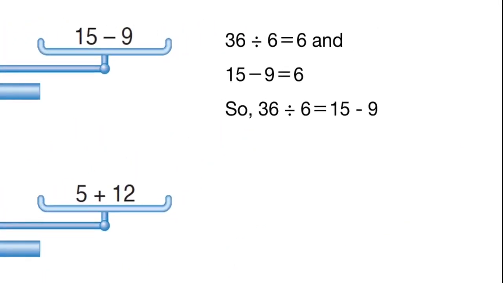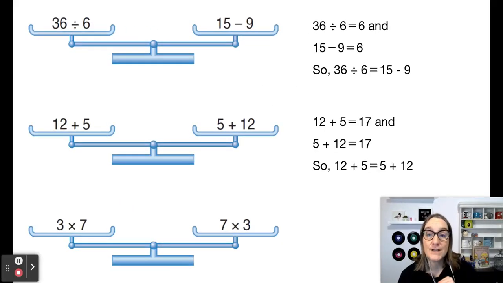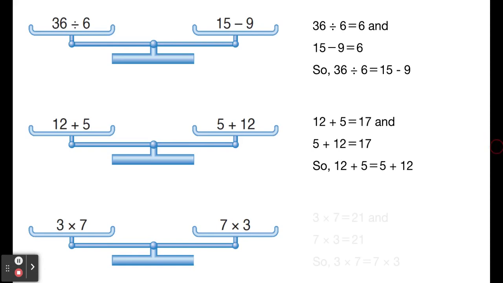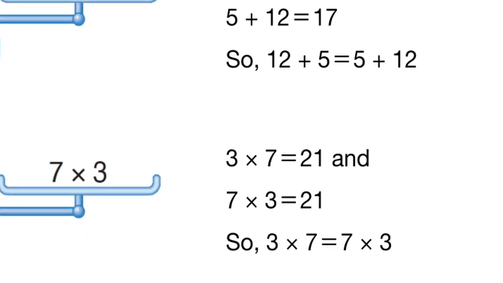For the first example, 36 divided by 6 equals 6, and 15 minus 9 equals 6. So 36 divided by 6 equals 15 minus 9. For the next example, 12 plus 5 equals 17, and 5 plus 12 equals 17. So 12 plus 5 equals 5 plus 12. And finally, 3 times 7 equals 21, and 7 times 3 equals 21. So 3 times 7 equals 7 times 3.